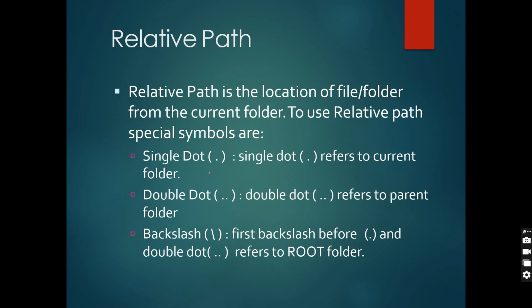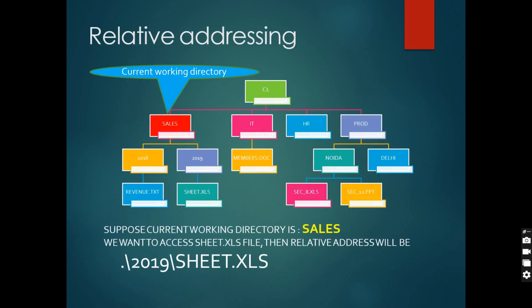What is the relative path? You can use a single dot, or a double dot, or a slash, so you can use dot slash or dot dot slash. The dot specifies the current directory, while a leading slash specifies the root. Using the current directory, you can access dot slash 2019 slash sheet.xls directly.